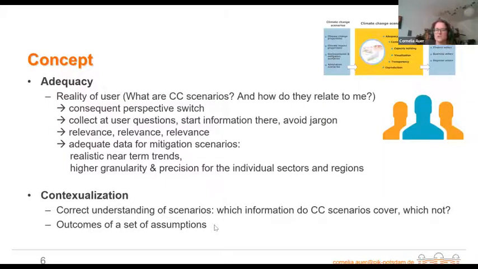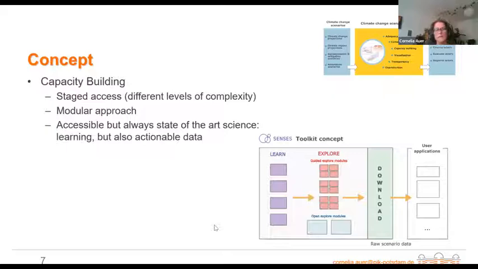So which information do climate change scenarios cover and which not? And that scenarios, for example, are no predictions, but they're a set of assumptions. And if we vary these assumptions, there would be different outcomes, so that they are not misused. That's really important. Then capacity building is something that we also put in the center of such a service.